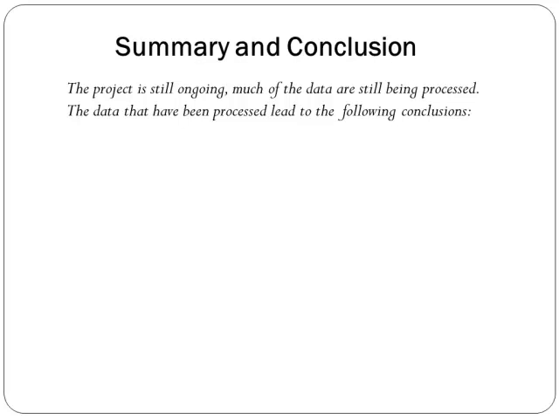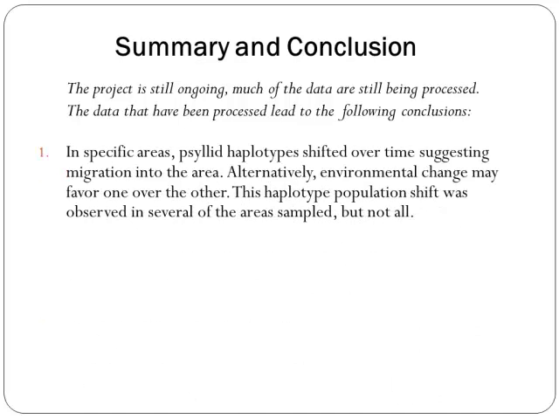Summary and conclusion. The project is still ongoing. Much of the data is still being processed. The data that has been processed leads to the following conclusions. In specific areas, psyllid haplotype shifted over time, suggesting migration into the area. Alternatively, environmental change may favor one over the other. This haplotype population change was observed in several locations, but not all.